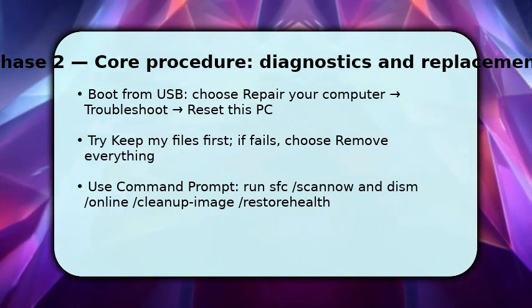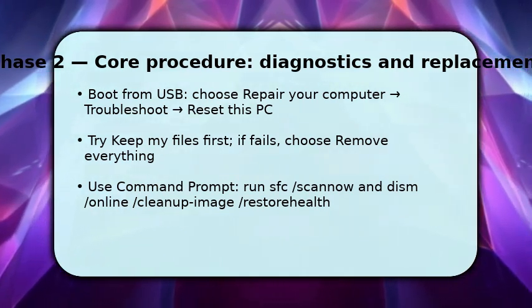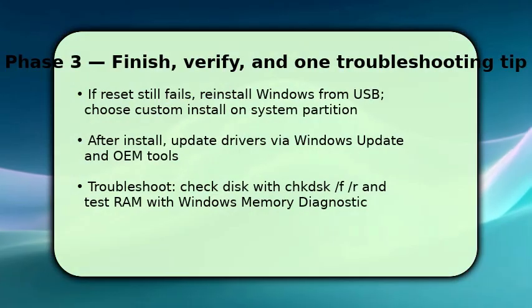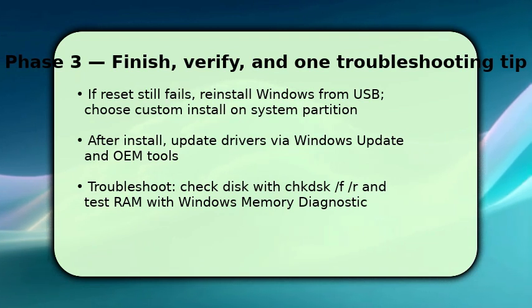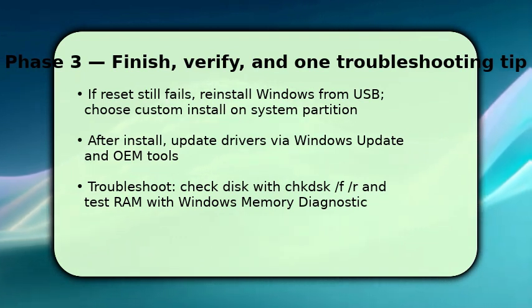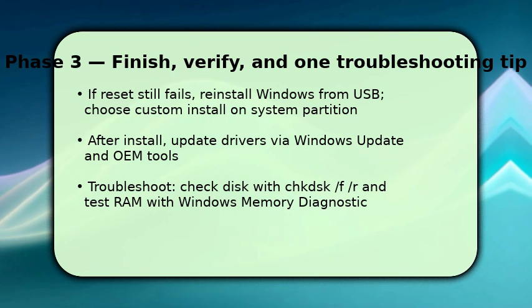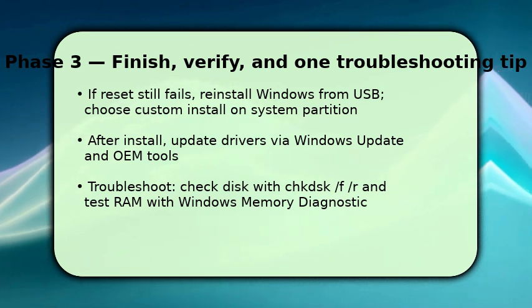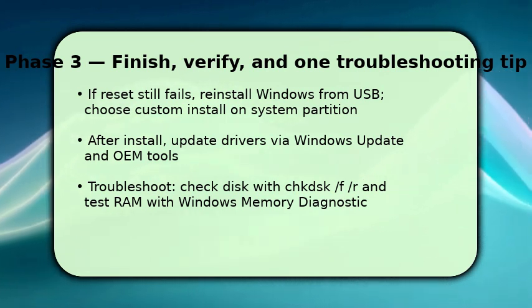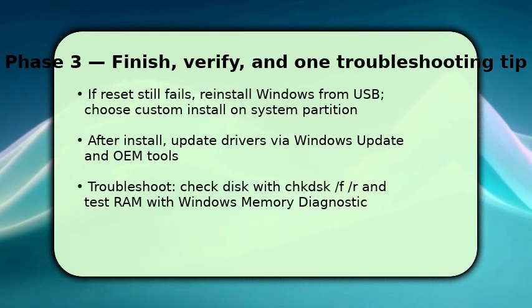You finish by reinstalling Windows if reset still fails. Boot the USB installer, choose Custom Install, then select the system partition. Format if necessary. Once Windows boots, run Windows Update and OEM driver tools to restore hardware support. This prevents device failures that can break future resets.